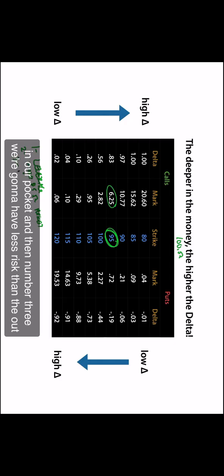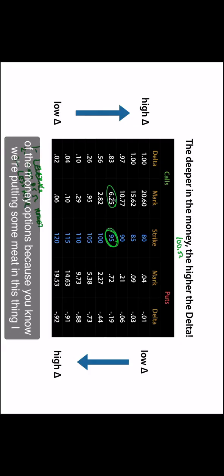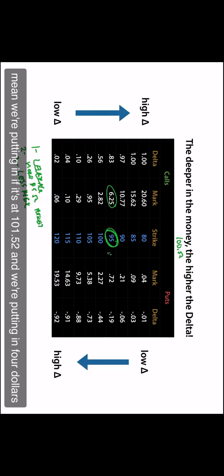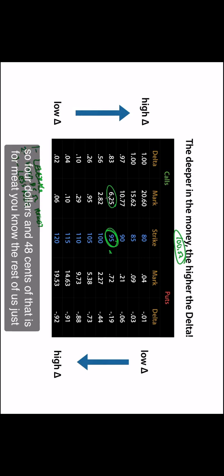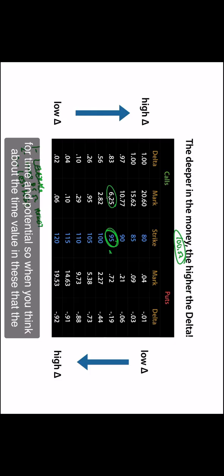And number three, we're going to have less risk than the out of the money options because we're putting some meat in this thing. If it's at 152, we're putting in $4.48 of intrinsic value up front. So $4.48 of that is for meat. The rest of it is just for time and potential.